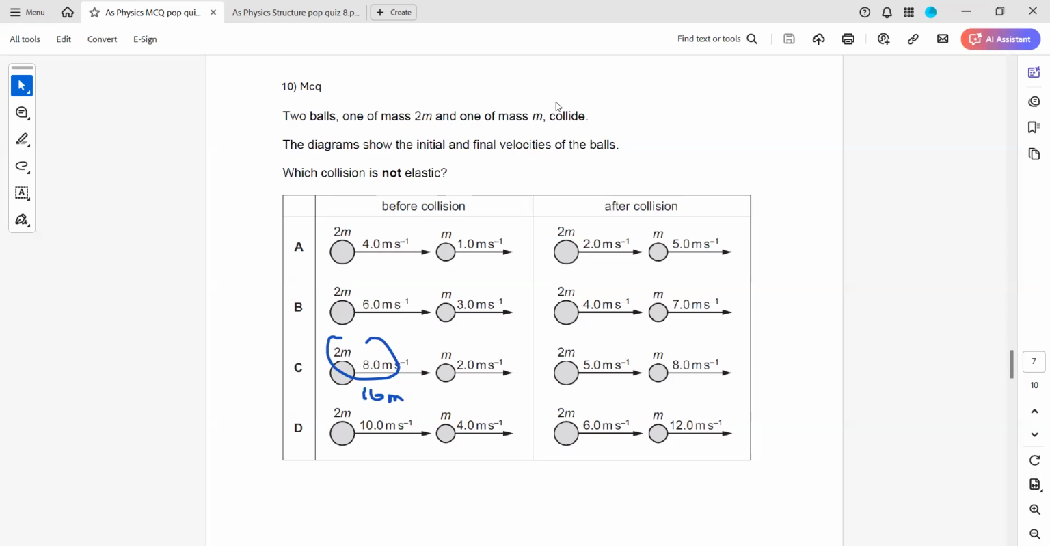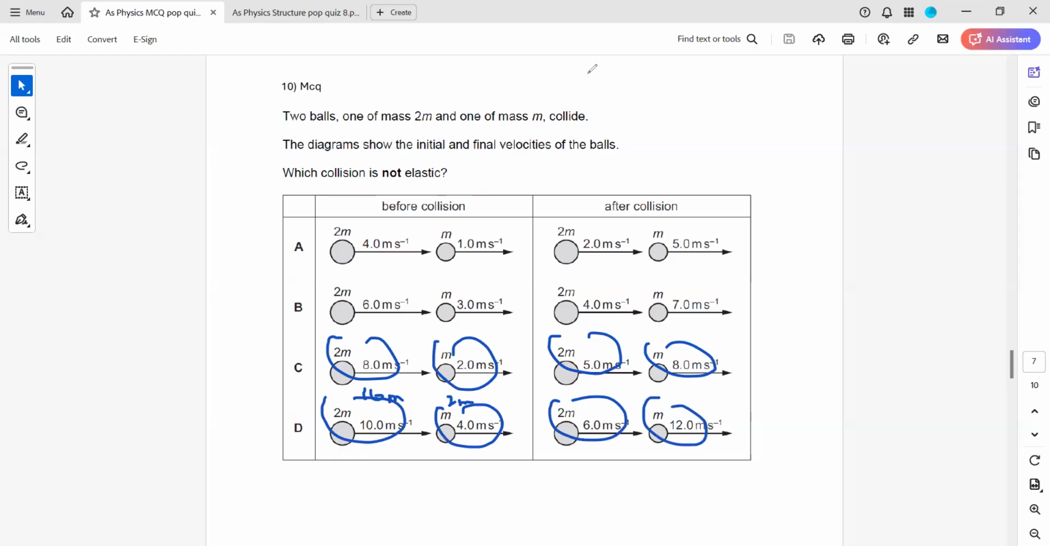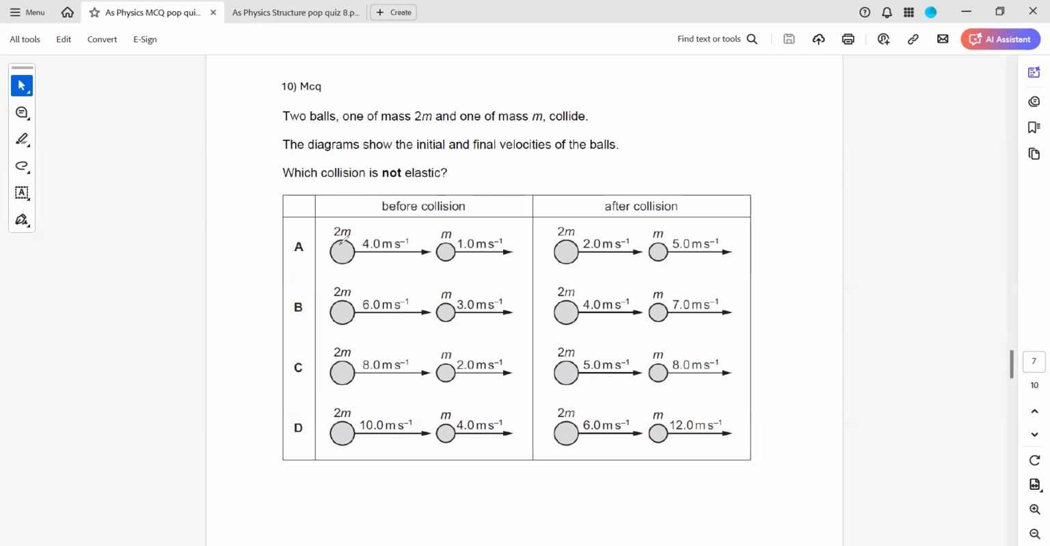Yes, there is also another way. You can also check the relative speed of approach and separation. Using that, it can be done in a short time. This is 2m, so the total is 18m. This is also 18m. This is 20, 24, and this is also 24. So in all of them momentum is conserved. Now you just have to check the kinetic energy.